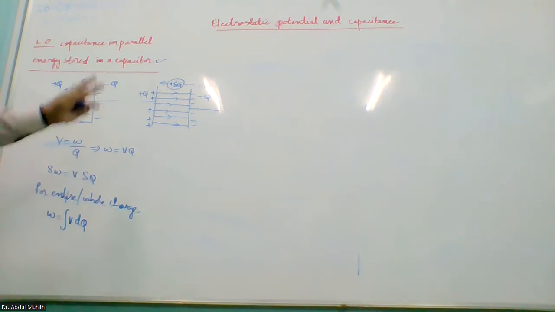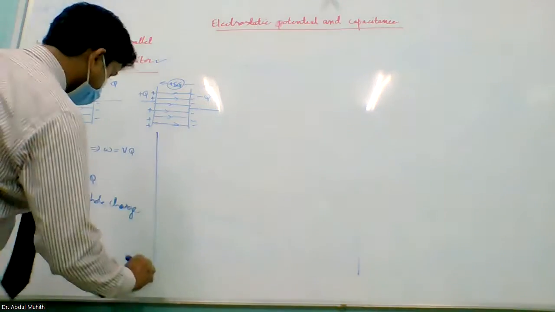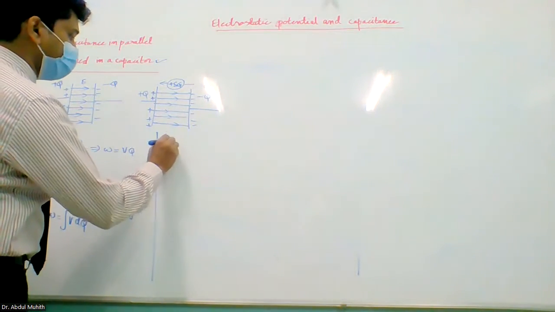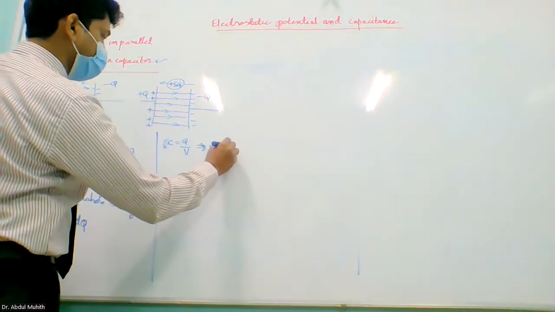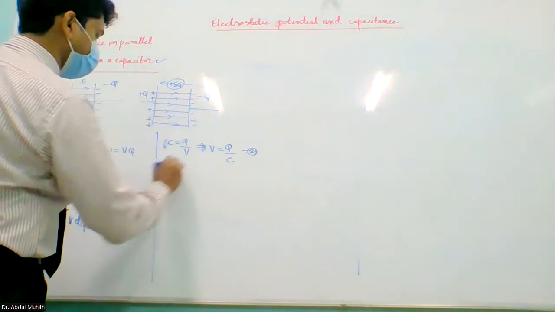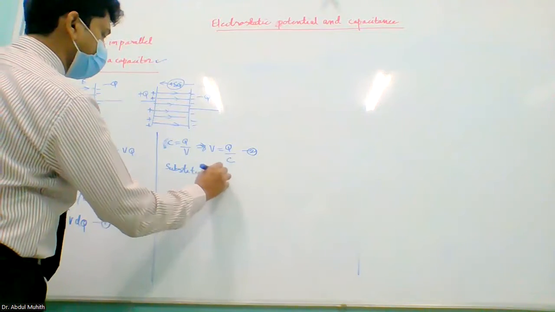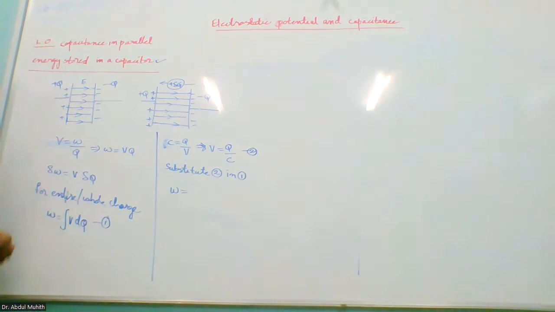Here we are using full integration only in the first term; after that, we will not use it. V is not constant here. We have the formula C is equal to Q by V, so V is equal to Q by C. This is equation 2. We substitute 2 in 1. Yashwant asked why we are substituting. We are substituting to find out the energy.